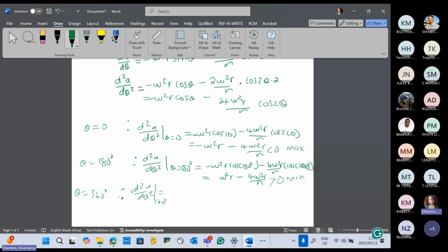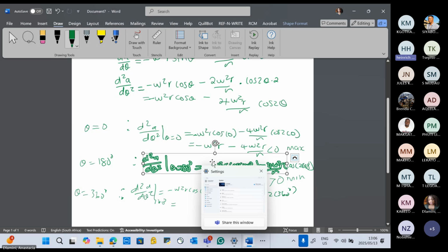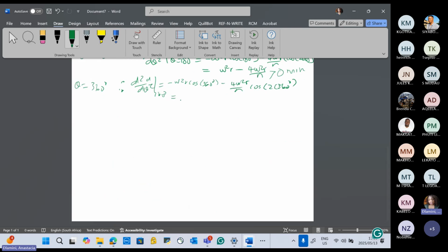So then, should I substitute? Let me just substitute. 360 degrees minus 4w squared r over n cos of 2 times 360 degrees. So then the cos will be? The cos will be 1, so I think this will be another maximum point. Okay, so negative w squared r 1.